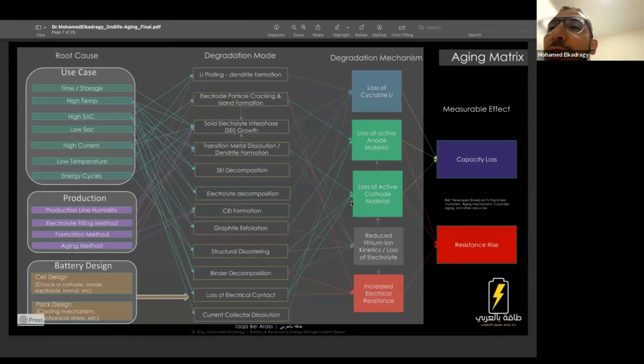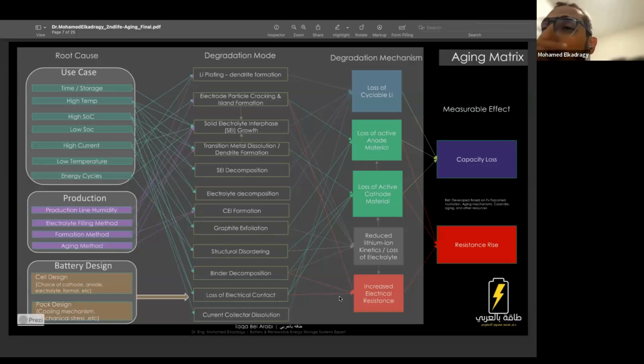I personally tried to build a matrix from different literature about aging itself. If we look at the right side, the measurable effect of aging is capacity loss or resistance increase. This is what I see in my vehicle, for example. I see a capacity loss, so I cannot drive the range which I have, or a resistance increase in the cell or in the battery pack, so I cannot deliver power out of it. I cannot do the acceleration or power delivery needed as I used to.